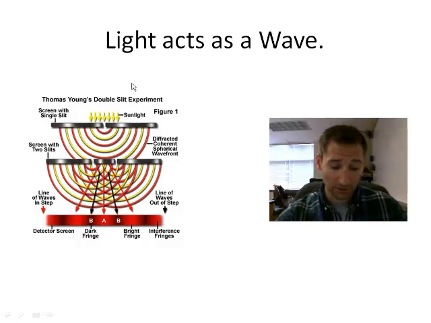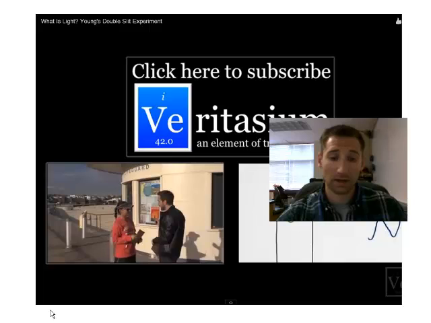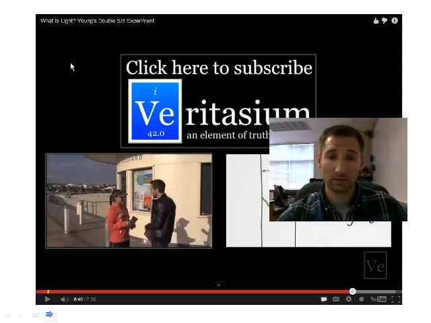What did Thomas Young's experiment show us? It showed us that light acts as a wave. Here's an example of the Thomas Young experiment, and this video is all about the Thomas Young experiment as well. So check out Veritasium's double slit video and you can better understand that.